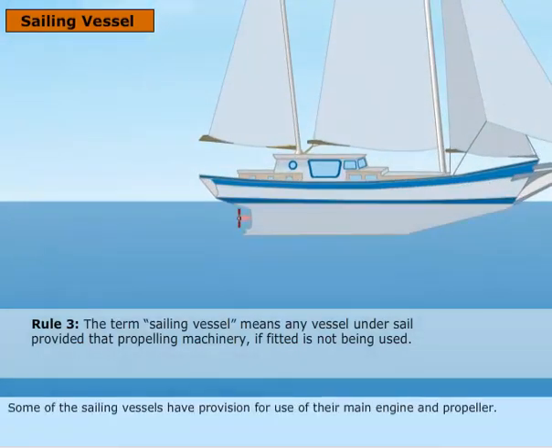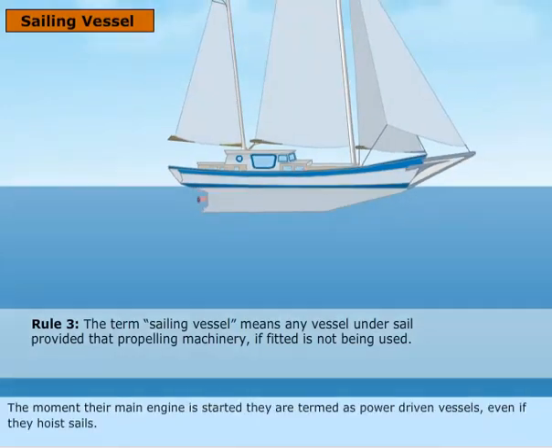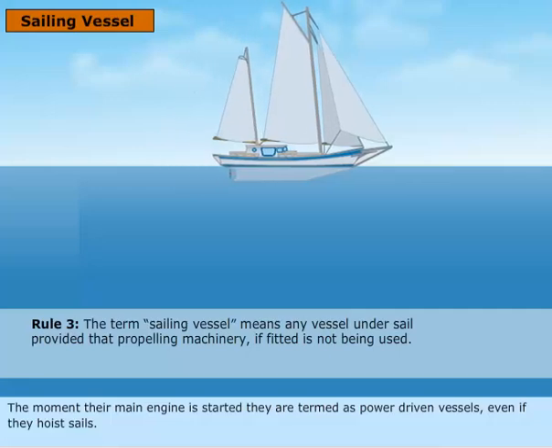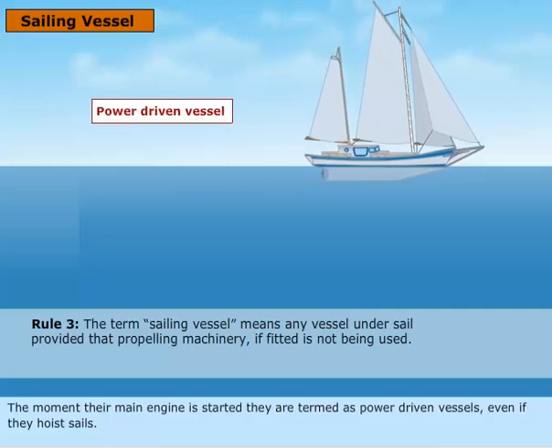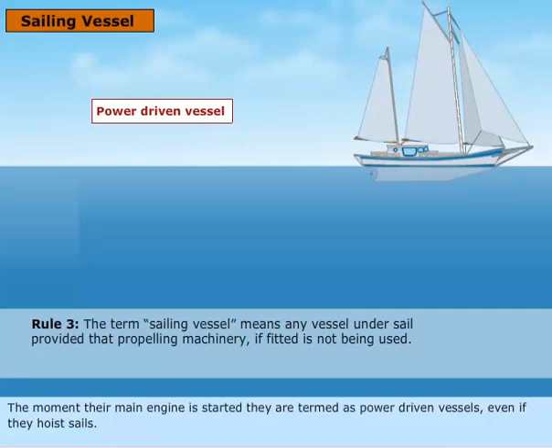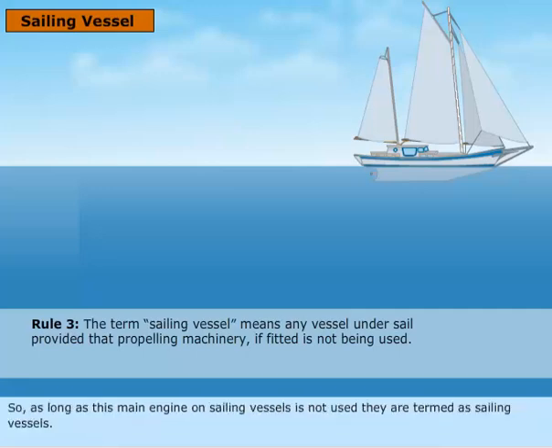Some of the sailing vessels have provision for use of their main engine and propeller. The moment their main engine is started, they are termed as power-driven vessels, even if they hoist sails. So, as long as this main engine on sailing vessels is not used, they are termed as sailing vessels.